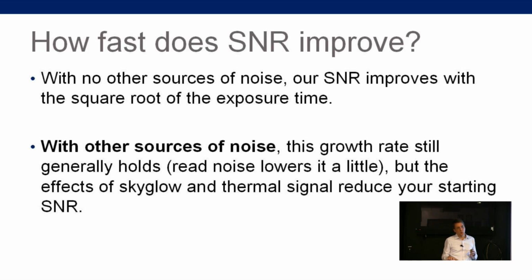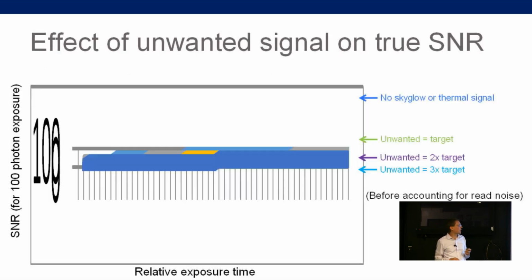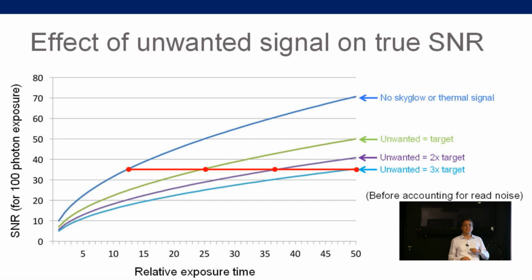So actually the best you could do with no read noise would be the square root. You actually do a little bit worse. But the real problem is that the sky glow and the thermal signal set you back at the beginning. So you're squaring off of a smaller base. So if you look at that on a chart, whoa, that does not look like it was supposed to. But all right, let's see if, oh, good, it got saved on the next one.